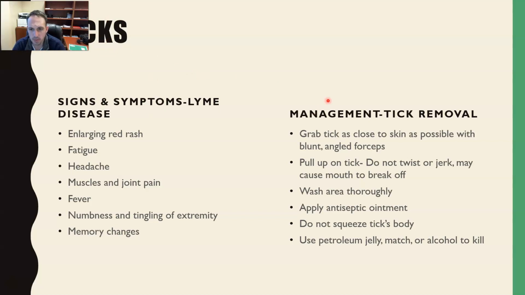The treatment is going to be removal of the tick. Grab the tick as close to the skin as possible with a blunt angled forceps. You pull up on the tick, not twist, with a steady amount of pressure. Wash the area thoroughly and apply an antiseptic ointment. You don't want to squeeze the tick's body because you can be at risk of breaking off the head. Petroleum jelly, match, or alcohol can be used to kill the tick prior to removal as well.